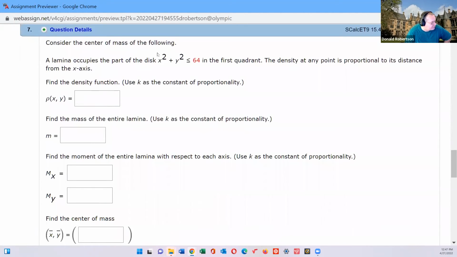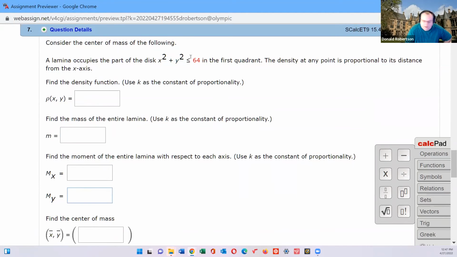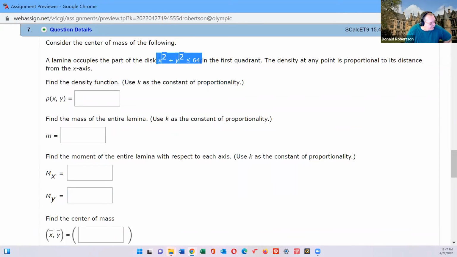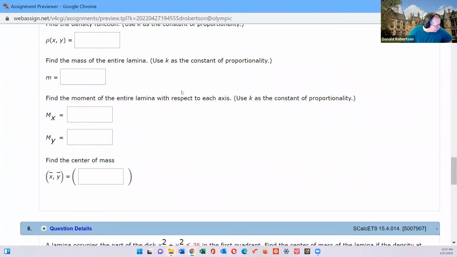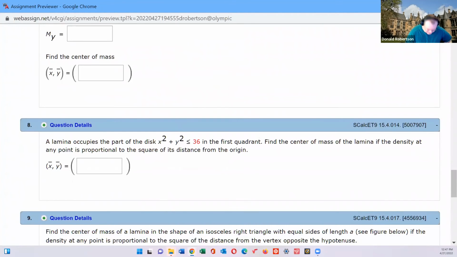Isn't question 7 basically very similar to the one we did before? They just kind of take you through it slowly. But the key here is, when you see that, isn't that a clue that you should go polar? Right? If your region, your D, has anything to do with a circle, which means if you ever see x squared plus y squared, greater than, less than, whatever, you're talking circles. And we've done 8 and 9.